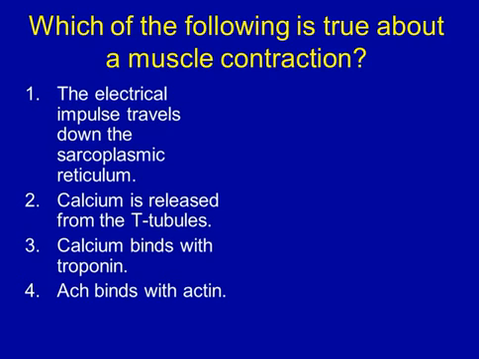All right, so which of the following is true about a muscle contraction? Does an electrical impulse travel down the sarcoplasmic reticulum? No, it travels down the T-tubules. You can cross number one out. How about number two? Calcium is released from the T-tubules. No, it's released from the sarcoplasmic reticulum. So you cross number two out. How about number three? Calcium binds with troponin. Yes, it does. And moves what? Yep, so you might want to circle number three, and then what's wrong with number four then?